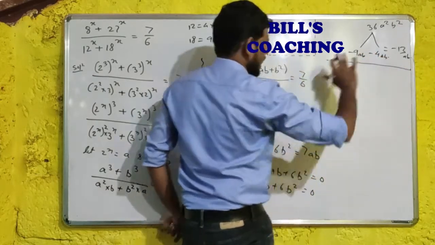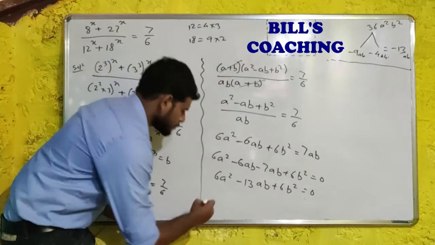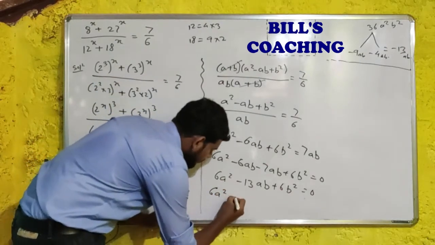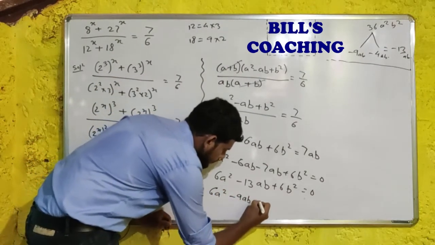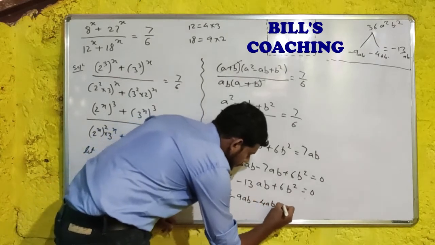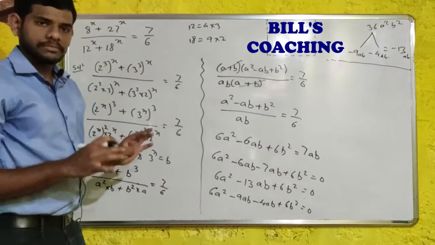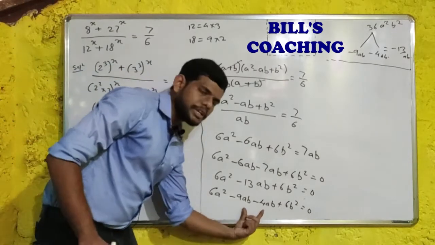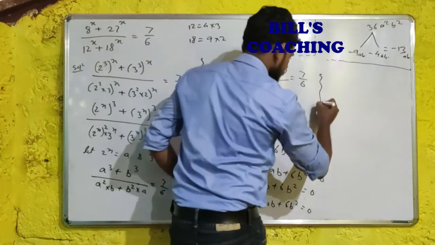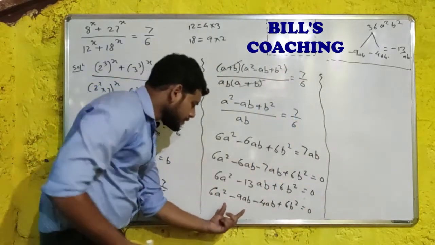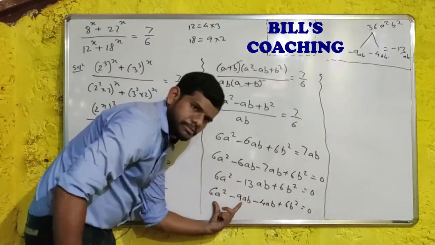Okay, this was just an explanation for you. So this will become 6a² − 9ab − 4ab + 6b² = 0. Correct? Just splitting the middle term over here. Now we'll take common. From this term, what is divisible?